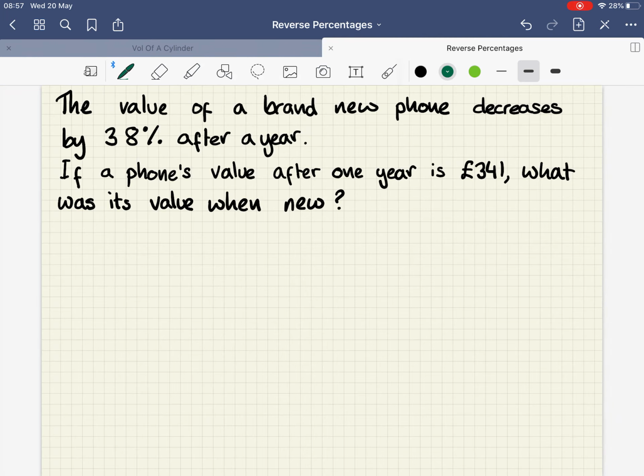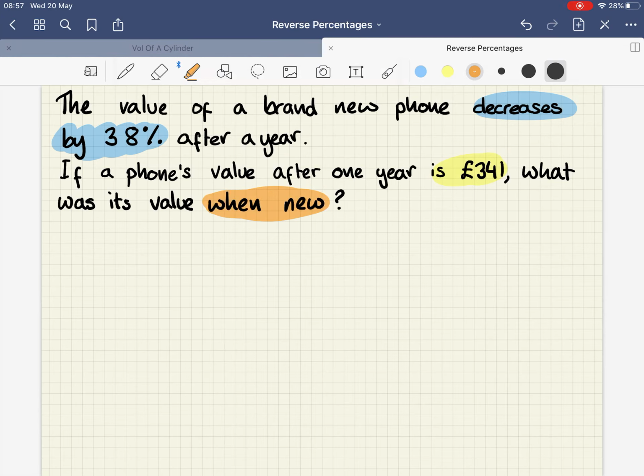Okay. Last one then. So the value of a brand new phone decreases by 38% after a year. So, let's actually highlight it first. So, decreases by 38%. If a phone's value after 1 year is 341, what was its value when new?